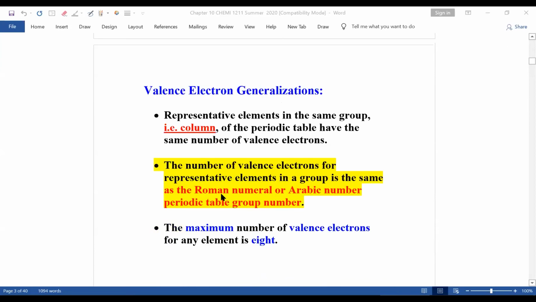Now, just a reminder, valence electrons for representative elements are the same for all elements in the column, and the valence electrons are determined by the Roman numeral or the Arabic number on top of the column. And the maximum valence electrons any element can have is 8. 1 to 8, never less than 1, never more than 8.